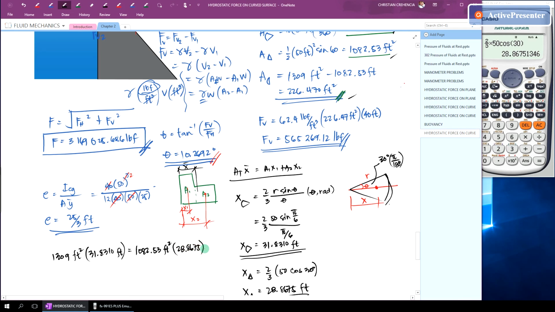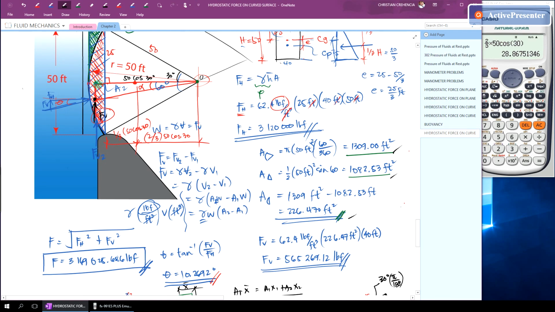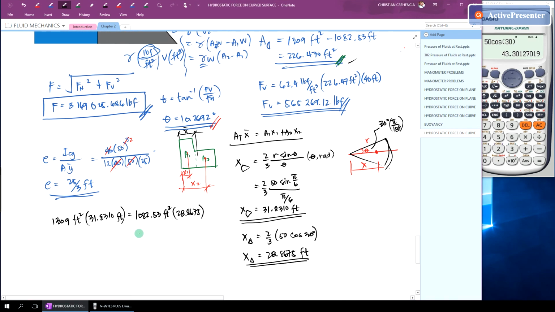We expect that the answer we get should be greater than 50 cosine 30, since the centroid of the segment area is here. 50 cosine 30 is 43.3, so it should be higher than that. Plus the area of our segment, which we already know, 226.47, multiplied by the distance we'll call x bar. So we can solve for the distance x bar.